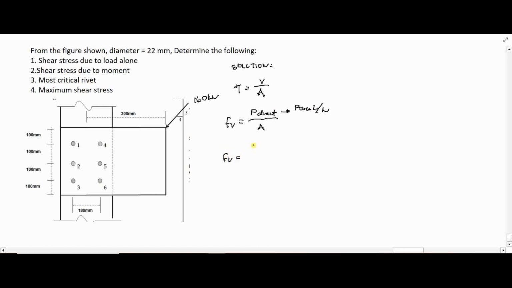Fv is equal to 160 times 10 cubed divided by 6 pieces, and then divided by the area, pi over 4 times 22 squared. So our answer here is 70.15 MPa. This will be our answer for question number 1. Boom. Next, required is the shear stress due to moment.